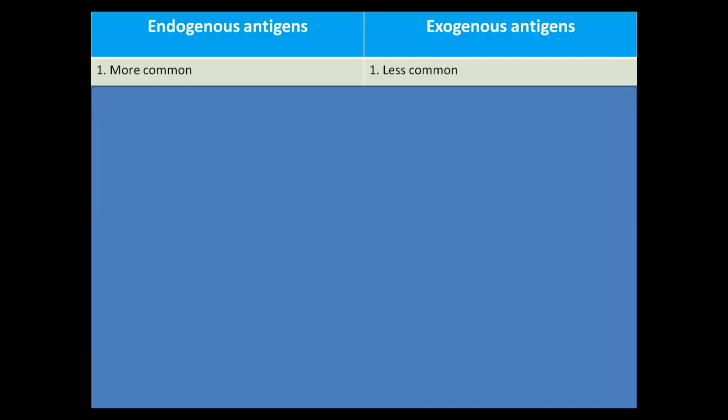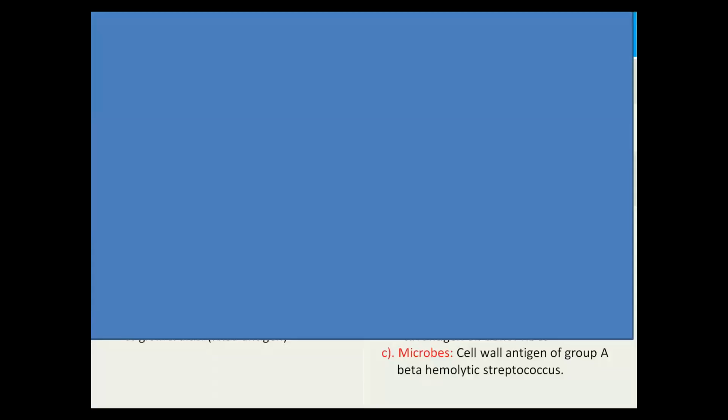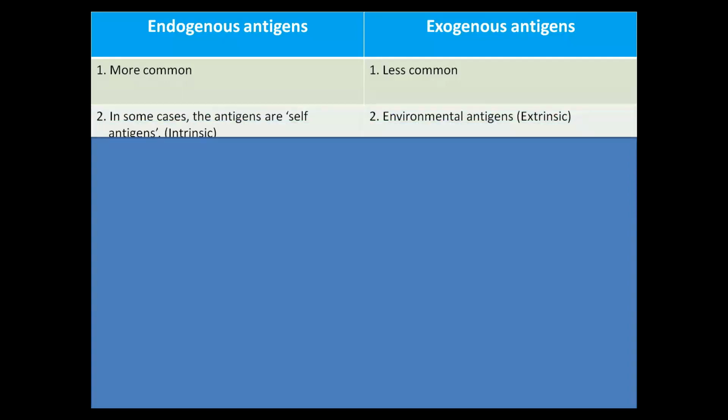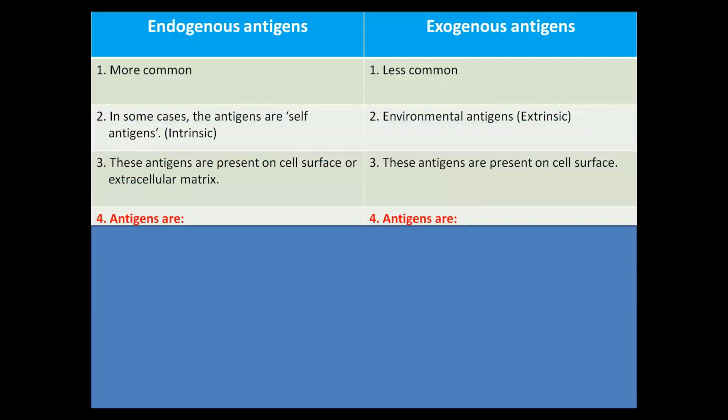Now let's study endogenous antigens and exogenous antigens. Endogenous antigens are usually self-antigens and they are more commonly implicated in the pathogenesis of type 2 hypersensitivity reaction. Exogenous antigens are environmental antigens. They are present on cell surface. Endogenous antigens can be present on cell surface or sometimes in extracellular matrix.